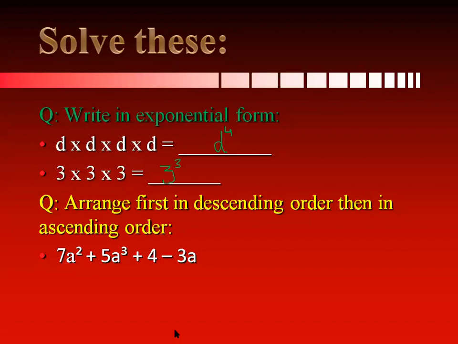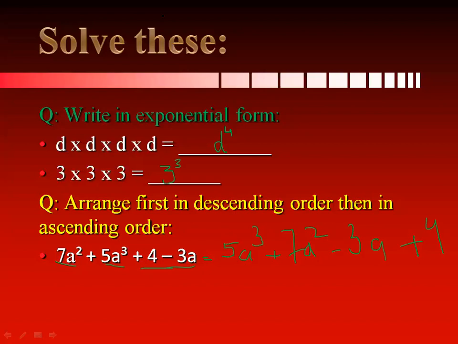Okay. So what will be the descending order of this? Starting from this one, you will write 5a cubed. Then you will write this one, plus 7a squared. Then you will write this one, minus 3a. And the last one, that is plus 4. So this is the descending order. Now quickly write down the ascending order of this.